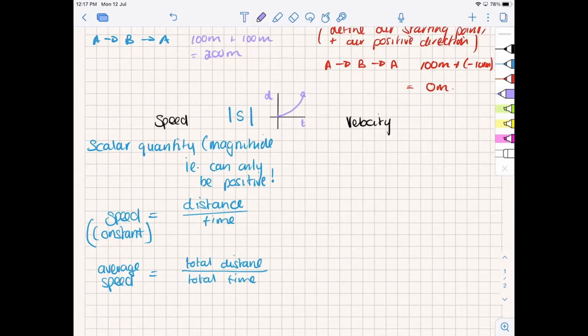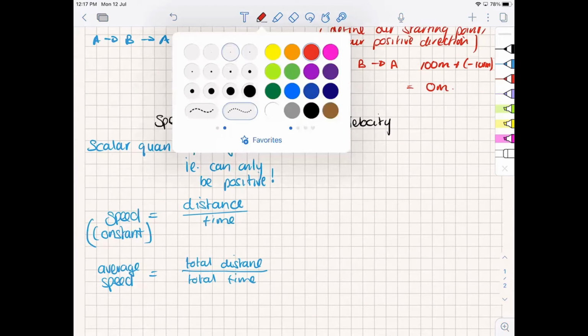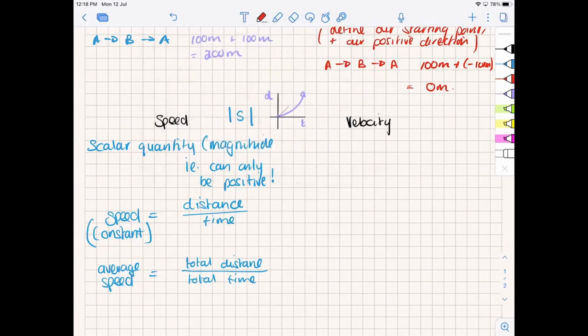Who can tell me what kind of graph will give you a constant speed? There's only one. A linear graph? If we had, for instance, a linear line, that has constant speed. And so when we calculate the speed, it would be the actual speed, okay?